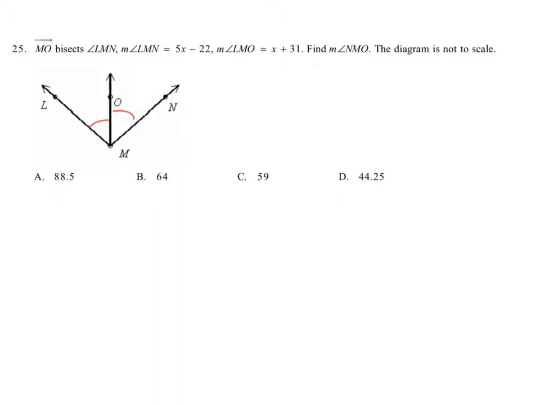And so if LMO measures x plus 31, then we know that OMN also measures the same, x plus 31. Okay, now, they tell you that the large angle, LMN, that whole thing is 5x minus 22.